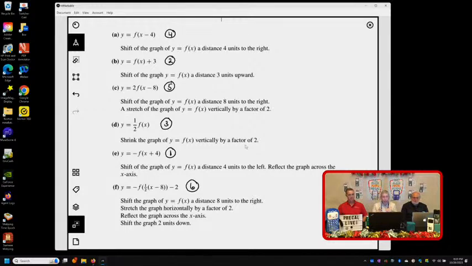I have a minus sign out in front. That's going to reflect it across the x-axis. And then finally a minus 2. That's going to shift the whole thing down 2 units.